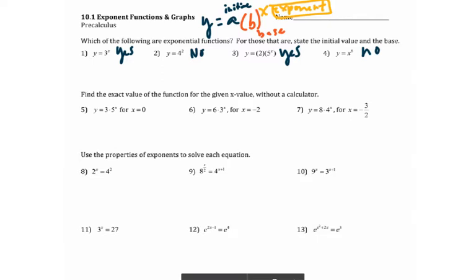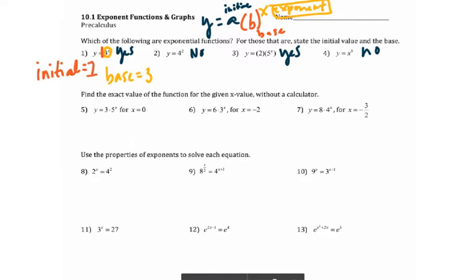So the initial value is the number in the front. The base is the number under x. So this one here has a base of 3 because underneath the x is the base, and that number is a 3. The initial value here is actually a 1 because there is an invisible 1 in front of that 3. So initial value is 1.